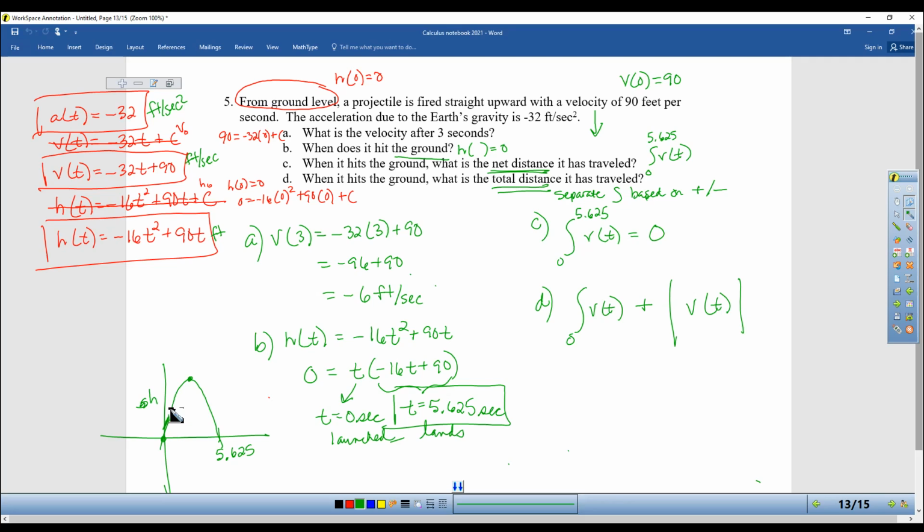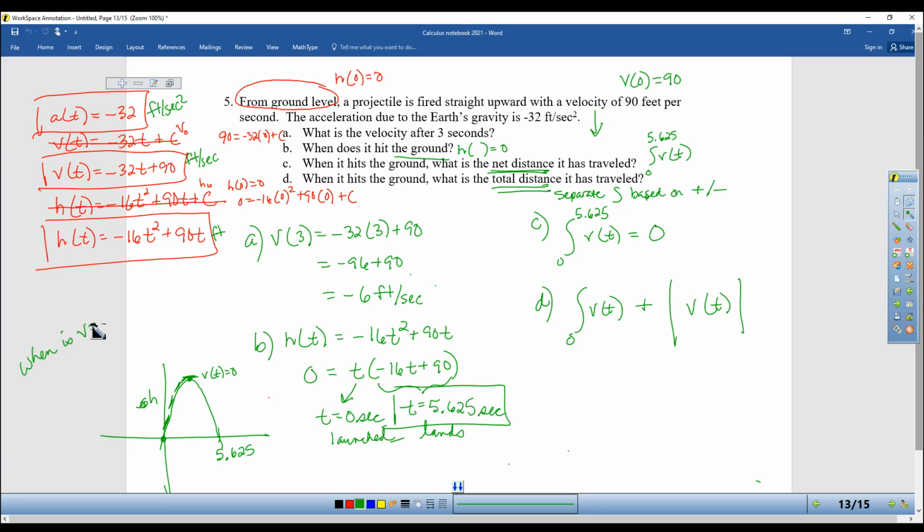Velocity means slope, right? So it has a positive slope, positive velocity, and then it gets slower and slower. Notice its velocity, its slope, is less steep. That's because gravity is working against it. So even though it was fired off at 90, so its original slope was 90, now its slope is almost 0. And then right at the top, the velocity is equal to 0. So I'm going to just go back and figure out when the velocity is 0.